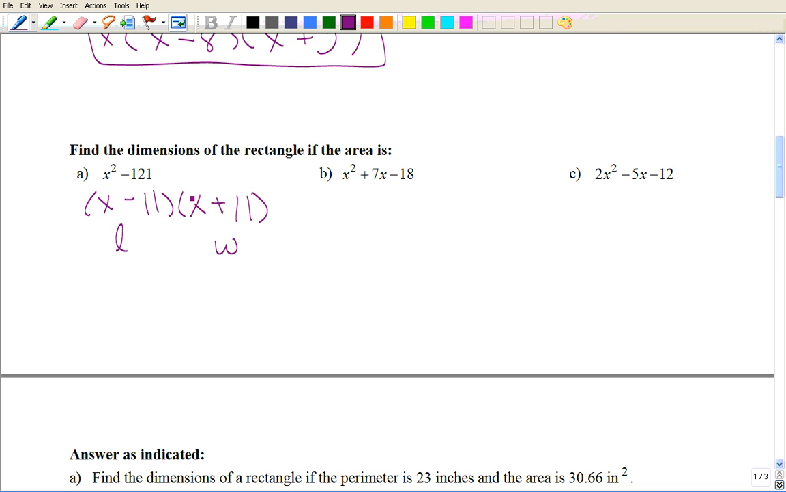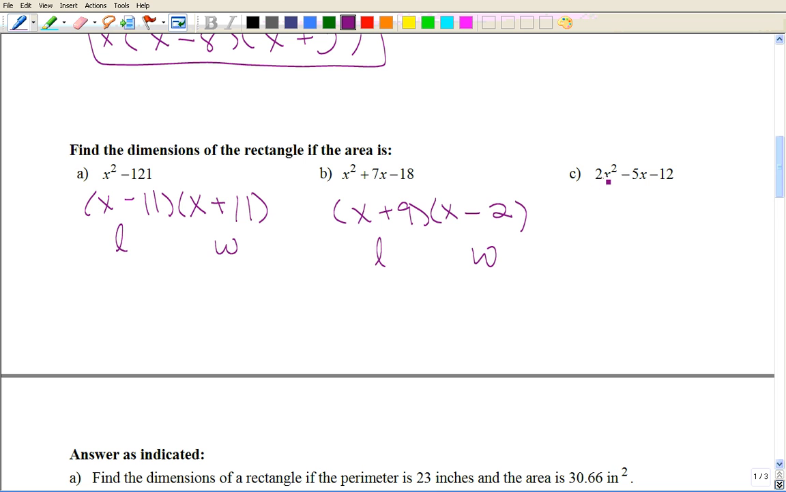Okay. B, we have x squared plus 7x minus 18. That factors nicely as well. So what multiplies to negative 18 but adds to positive 7? Well, that's positive 9 and negative 2. Again, one of those can be the length and one of them the width.